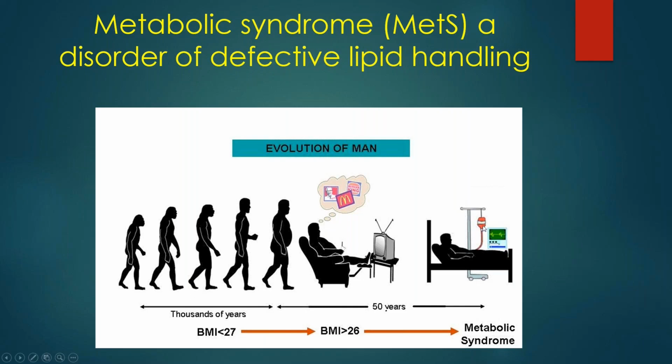You can see over the evolution of mankind how we have progressed technologically. This was thousands of years before the industrial revolution and the technology came, and then in the last 50 years humans have gone onto the sofa set like this, and they are dreaming about McDonald's. They're eating a lot of fatty food and carbohydrate-rich food, and then slowly coming to this stage. So this process is known as metabolic syndrome, and is related to the changes in the lifestyle of the industrialized world.